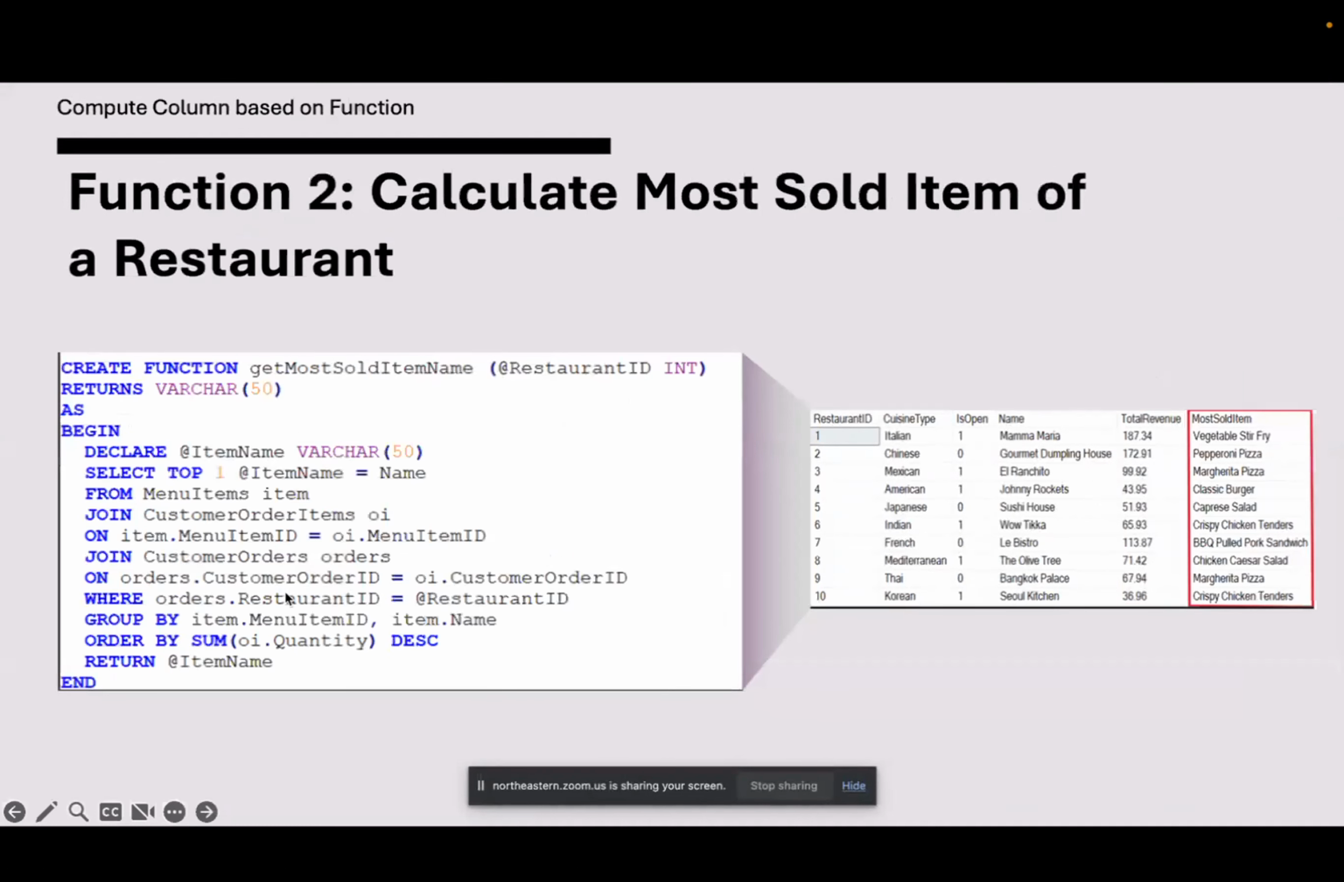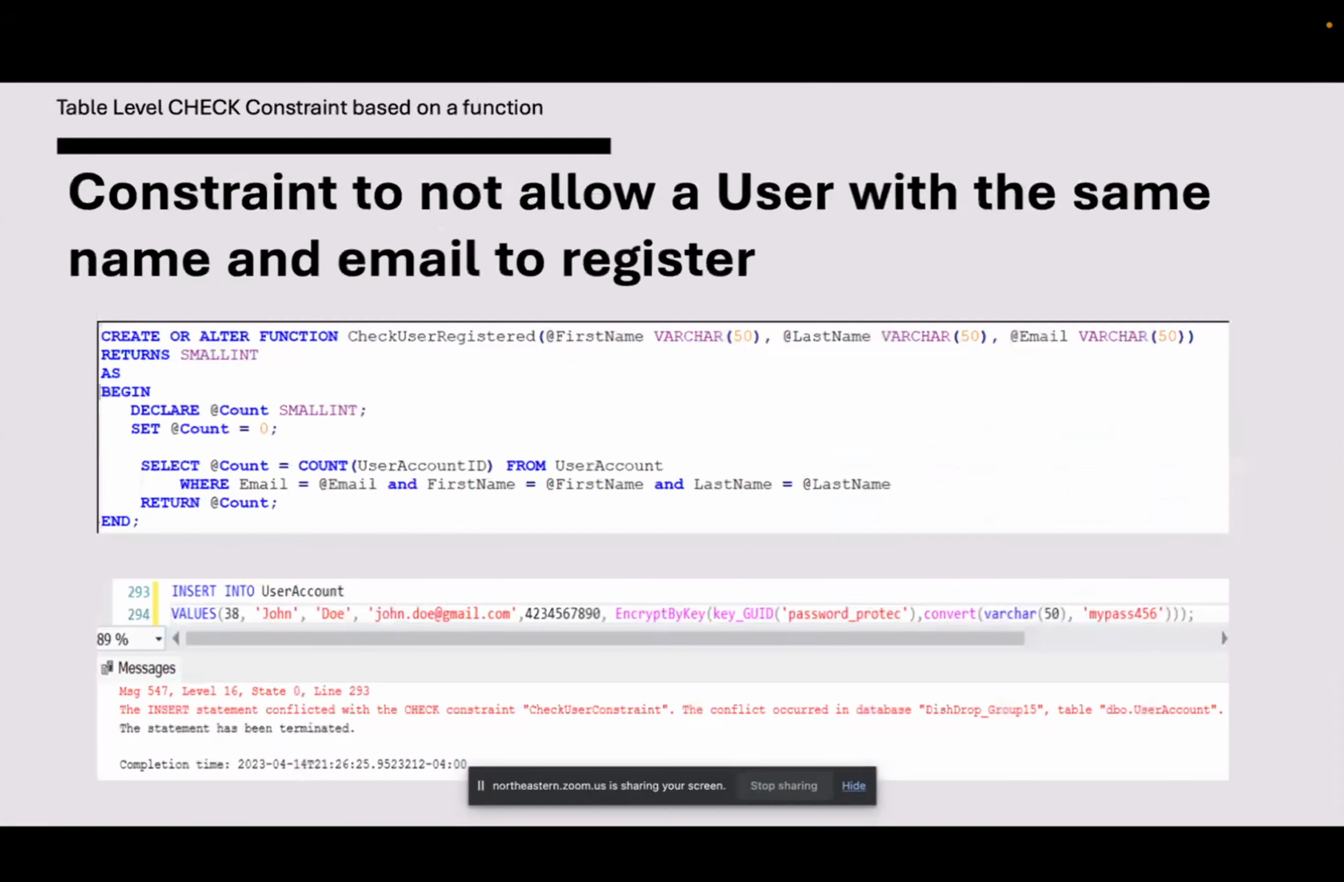The second computed column is most sold item, which is present in the restaurant table. This is calculated using the function get most sold item name, and here the restaurant ID is given as an input. In the query, we are selecting the topmost item name, with records ordered by the sum of the total quantities of that item, and we are returning the item name.